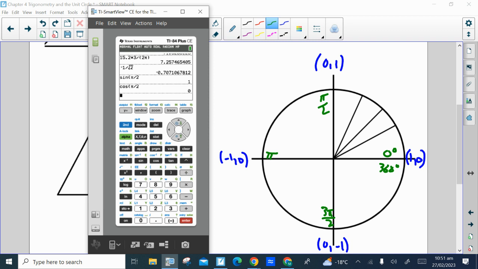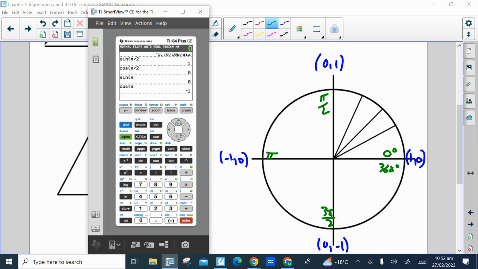Let's check pi radians now and see what happens. So if we take the sine of pi, again, we get the y value at pi radians on the unit circle. And if we take the cosine of pi, once again, it gives us the x value at that stop on the unit circle. So the same thing that happened at pi on 2 radians.